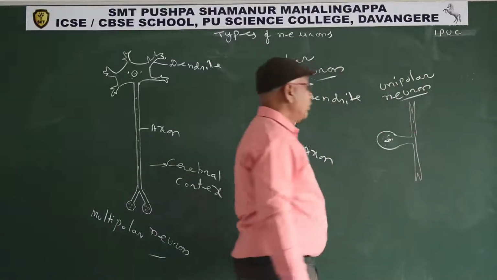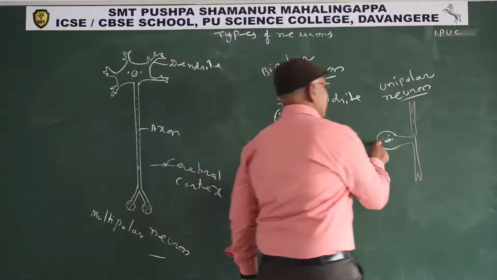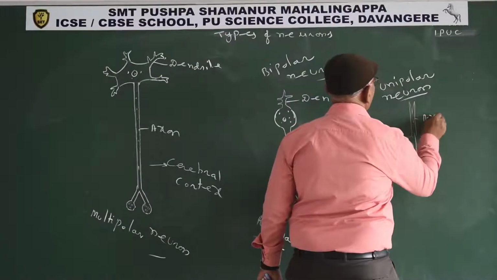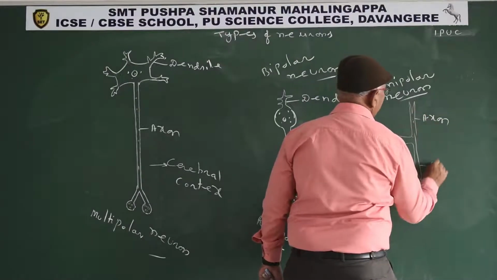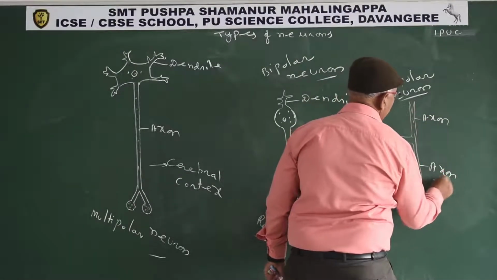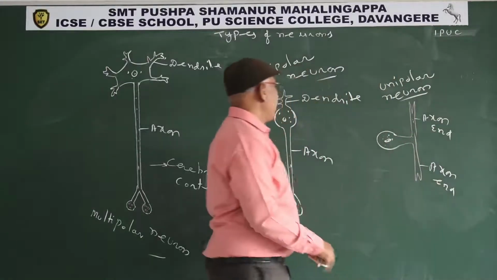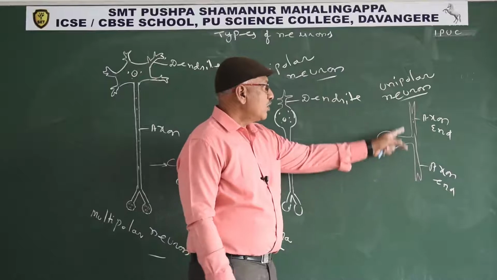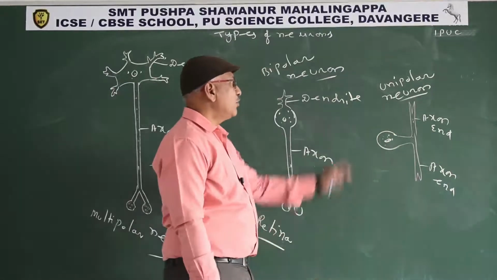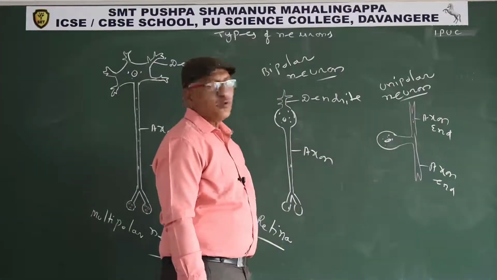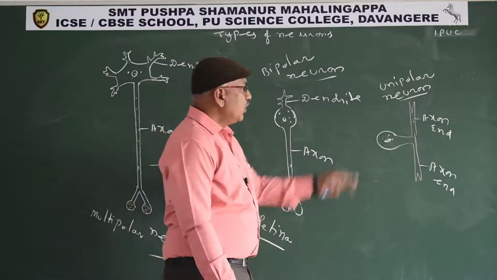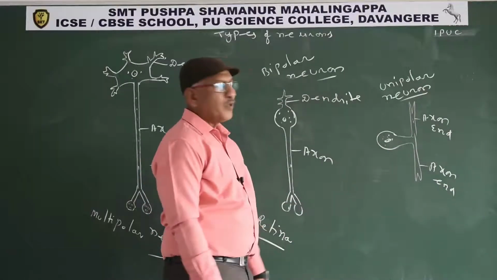Unipolar neuron. If the cyton has only an axon, without dendrite, it is known as a unipolar neuron. Unipolar neurons are present in the embryonic stage.